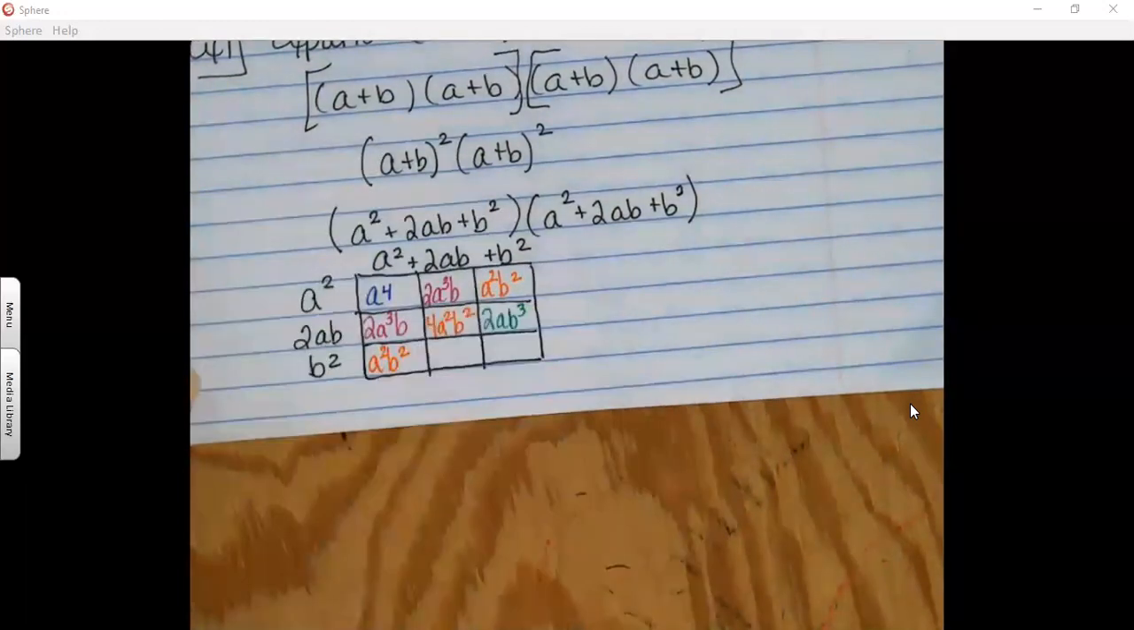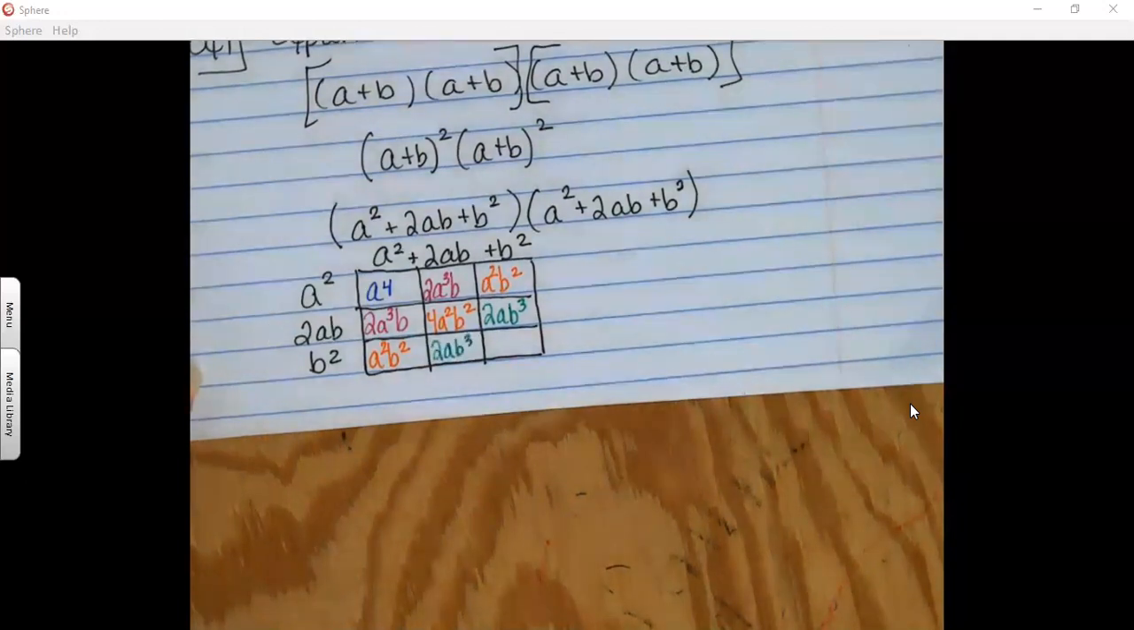B squared times 2ab is 2ab cubed. B squared times b squared is b to the fourth. Let's use red.